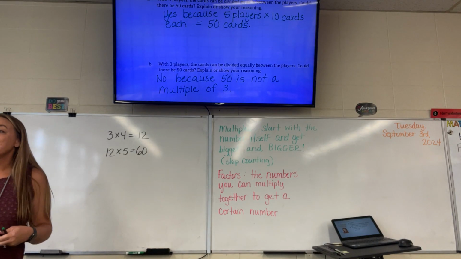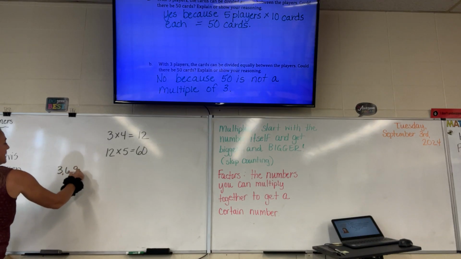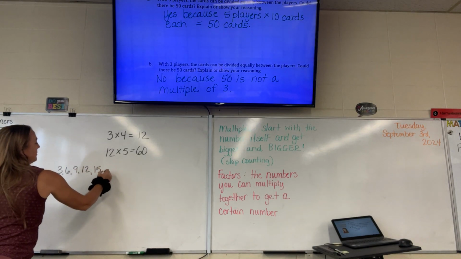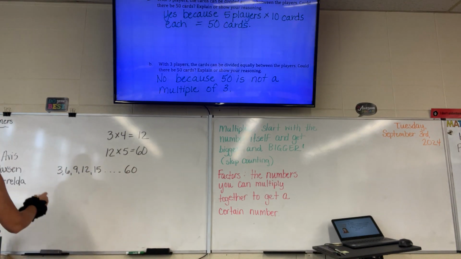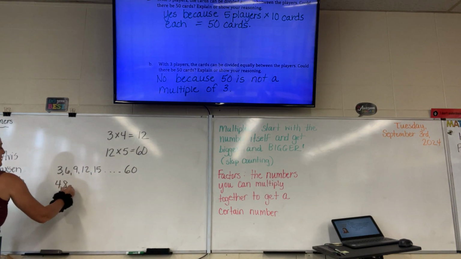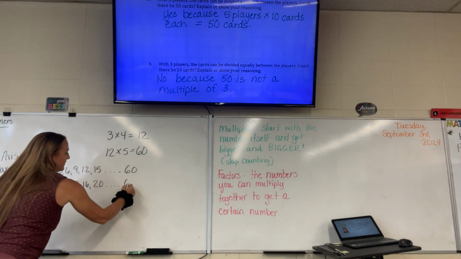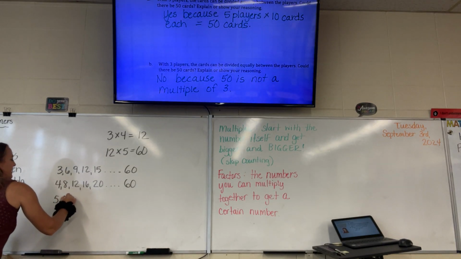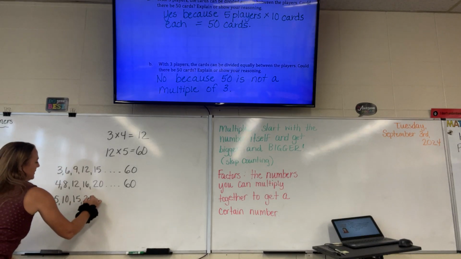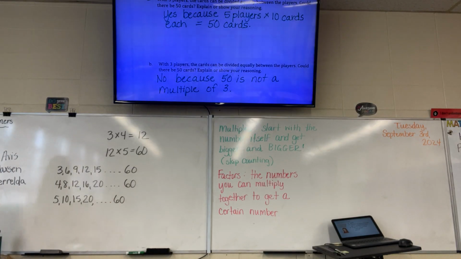Okay. So watch this, guys. If we're counting by 3s, 3, 6, 9, 12, 15, and so on, eventually we're going to say 60. If we're counting by 4s, 4, 8, 12, 16, 20, and so on, we're eventually going to say 60. And then 5, 5, 10, 15, 20, and so on, 60. On all of those, we're eventually going to say 60.